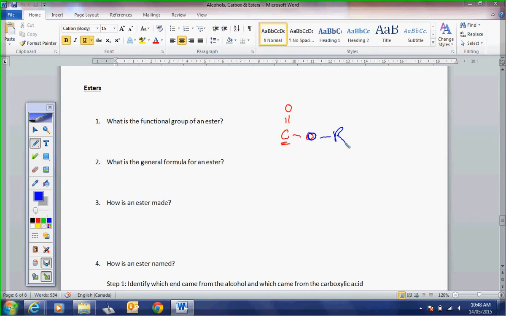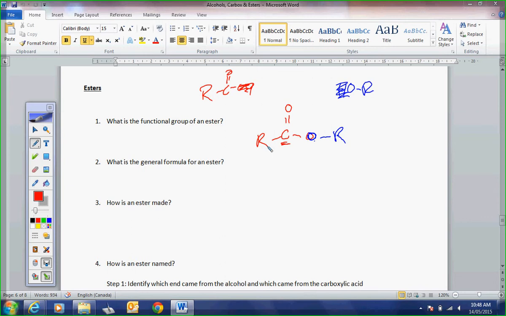So do you remember that the alcohol's functional group was ROH? Okay, so here we have ROH, but we got rid of the H when we were making the ester. Are you okay with that? And the carboxylic acid's general formula was RC double bond O OH, right? But we got rid of the OH. So I need to still put an R there, RC double bond O.